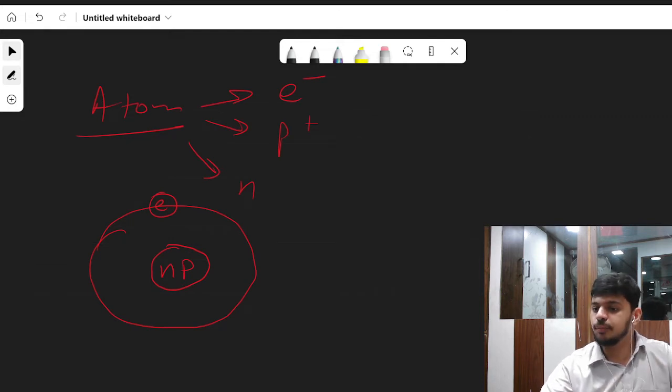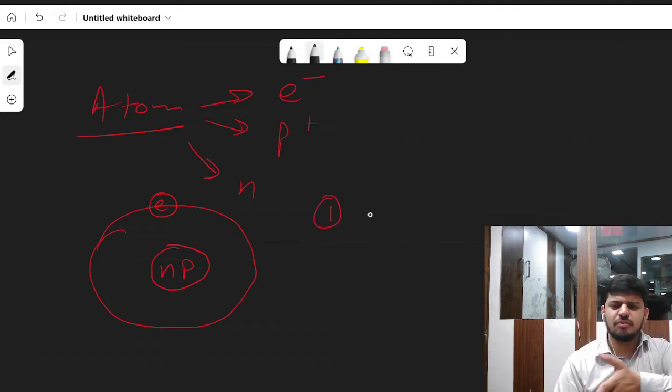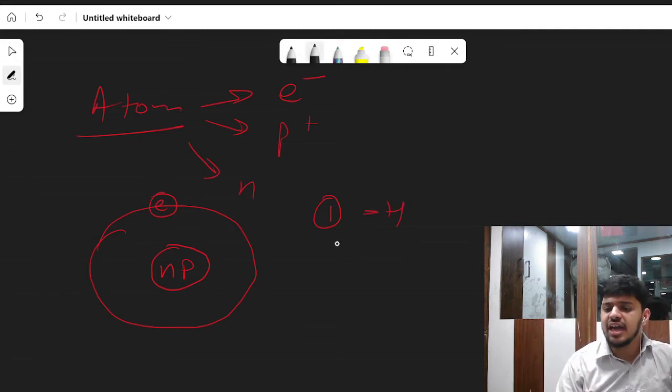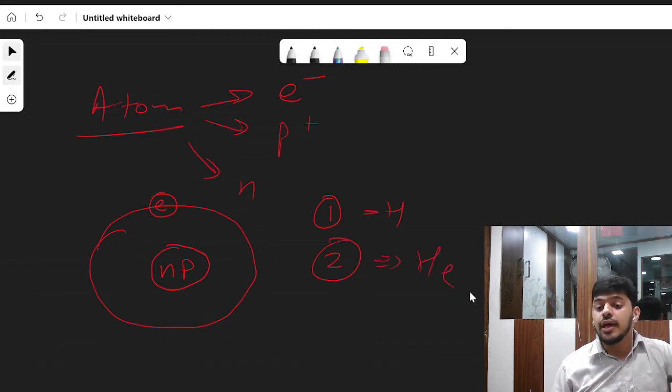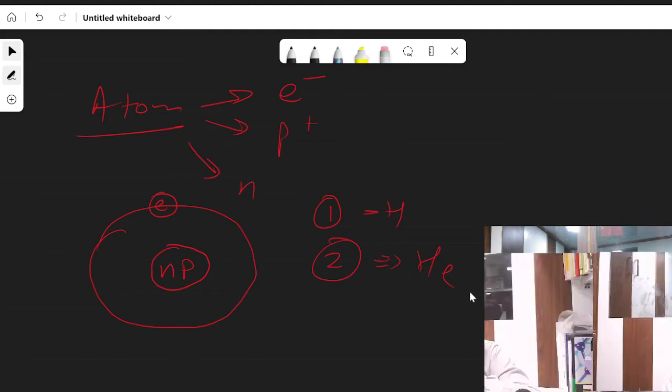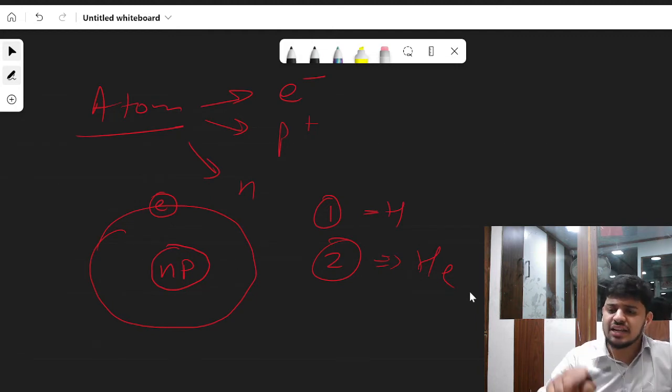Like how? For example, if anything has only one proton, always remember it is hydrogen. Always it will be hydrogen. If anything has two protons, it will always be helium. It means that the number of protons is always fixed. Habibi, always fixed. And that's why it is the identity of the atom.